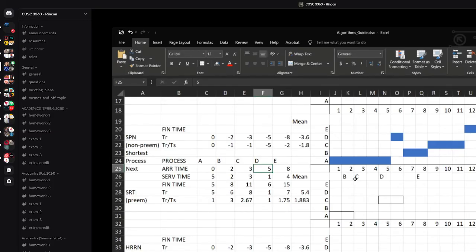Aren't you supposed to put them on the... What do you mean? Aren't you supposed to put them on the one above, shortest remaining time? I'm a little bit confused since we're doing shortest process next.